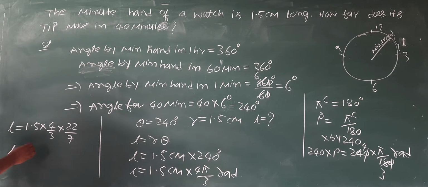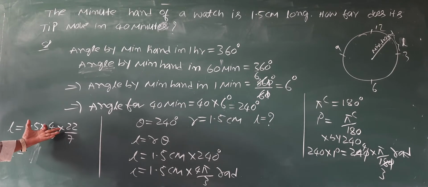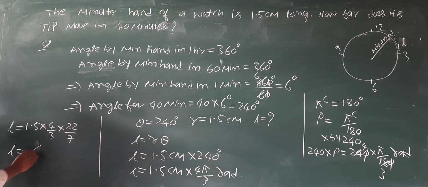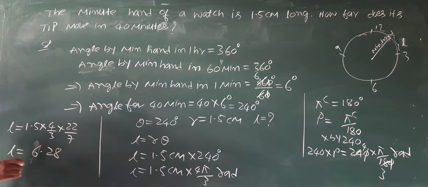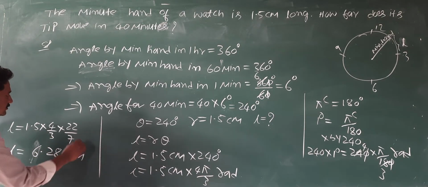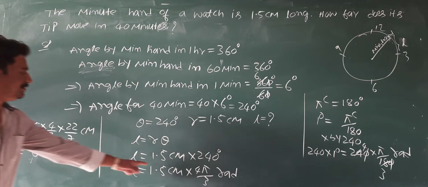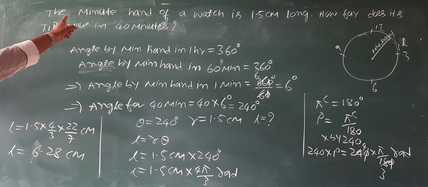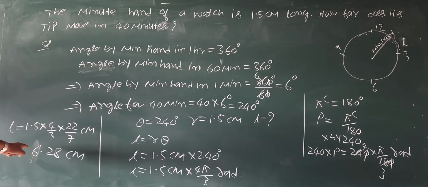So L equals, tell me the product of this numerator. You use your calculator, multiply the numerators and multiply the denominators. After dividing numerator by denominator, you are going to get 6.28 approximately centimeter. Centimeter into radians is nothing but centimeter. That means the tip of the minute hand travels this much distance. I hope you understood, students.